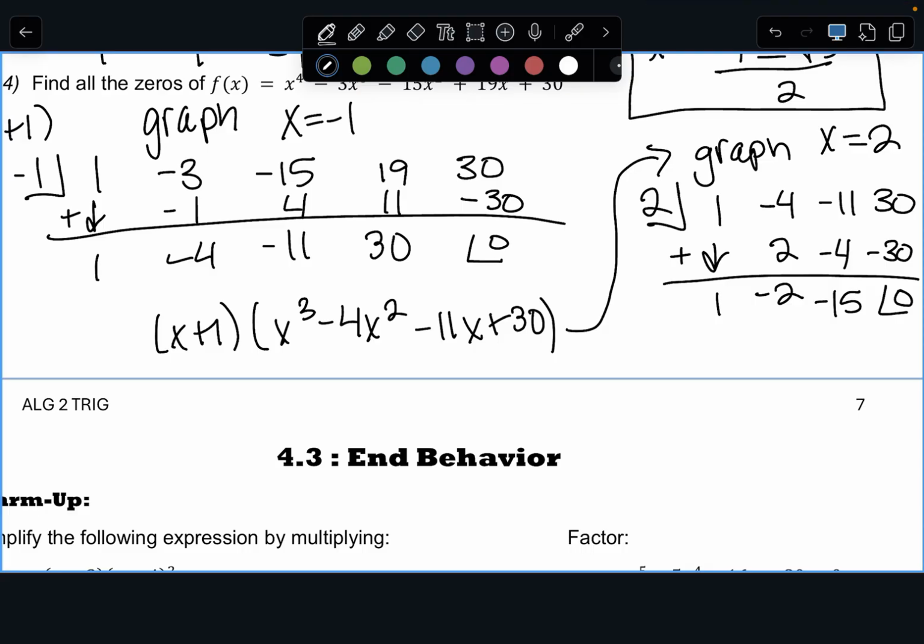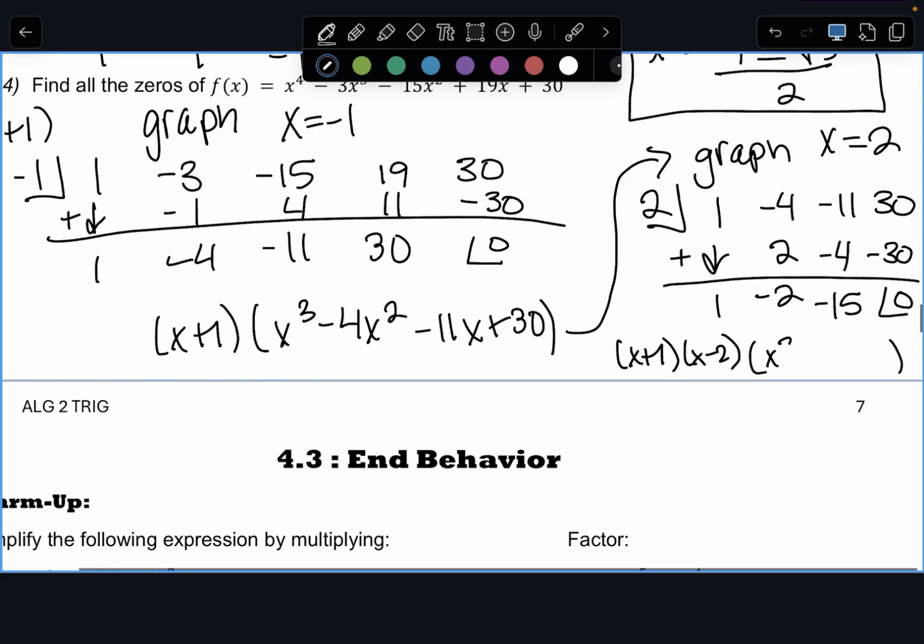Key here is we then took this and we took an x minus 2 out of this. So we still have that first factor that we divided off. We still have the x plus 1. We have the x minus 2 that we just divided off. And we have what's left right here. Our x squared minus 2x minus 15.